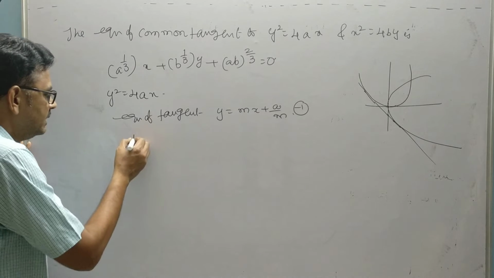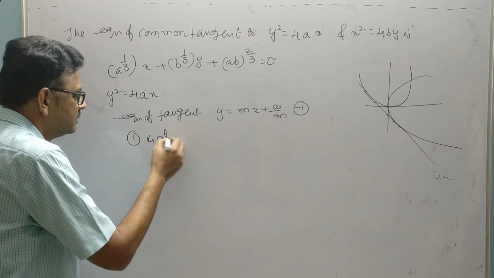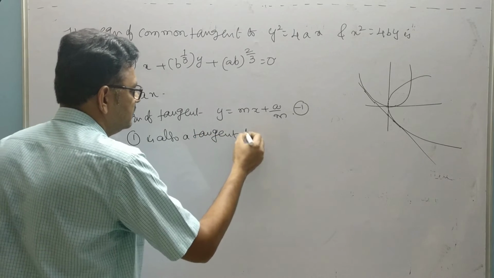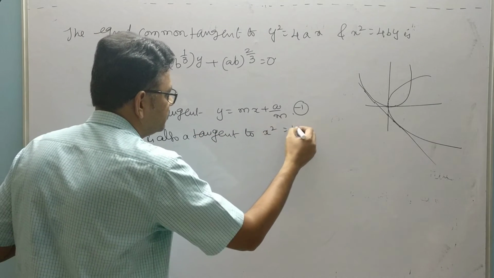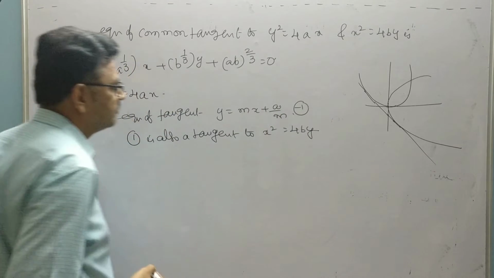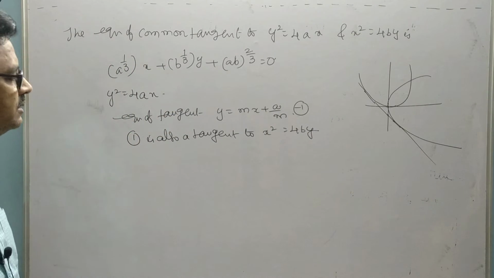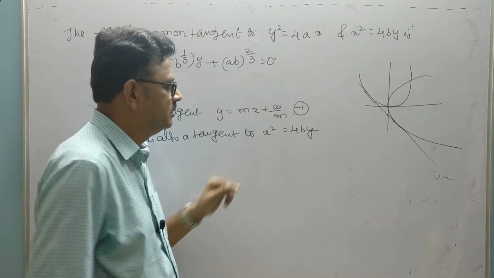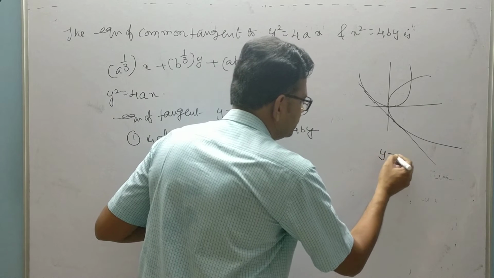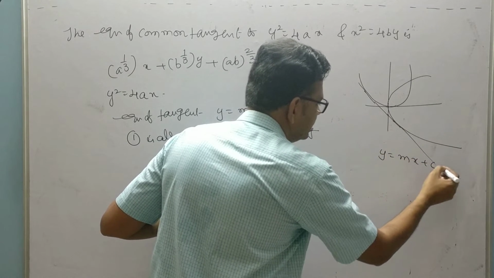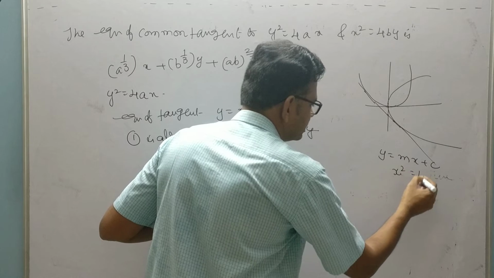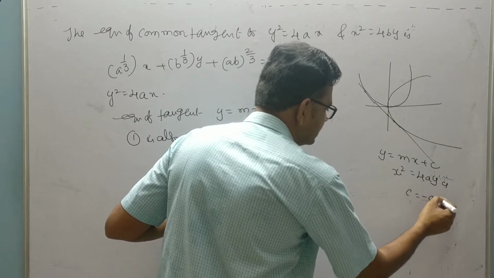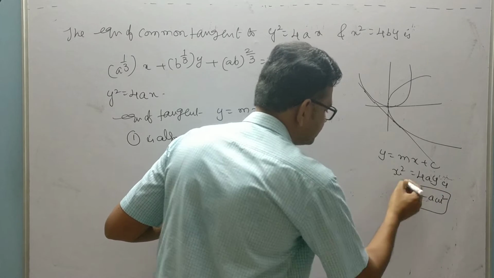Now 1 is also a tangent to the parabola x square equal to 4by. So here there are two methods. First one is you can write directly the condition for tangent. The condition that the line y equal to mx plus c is a tangent to the parabola x square equal to 4ay is c is equal to minus am square.